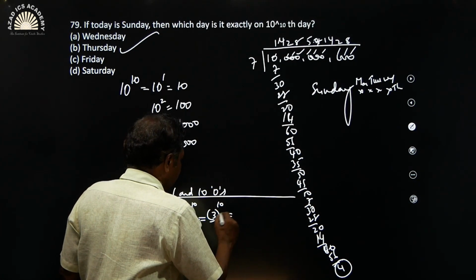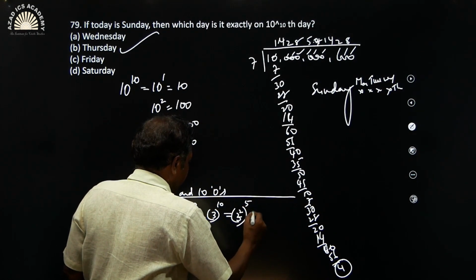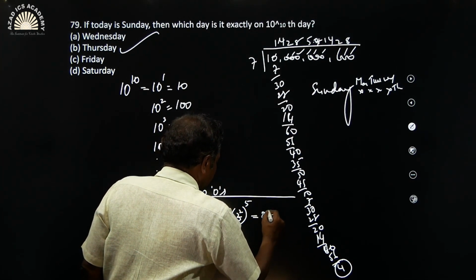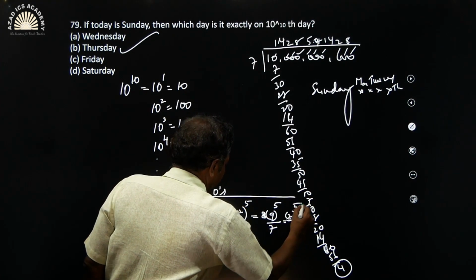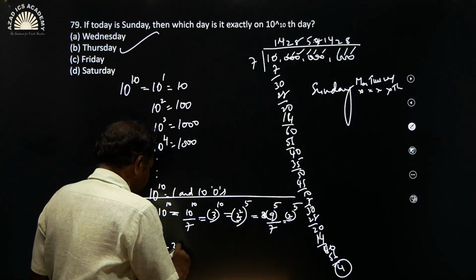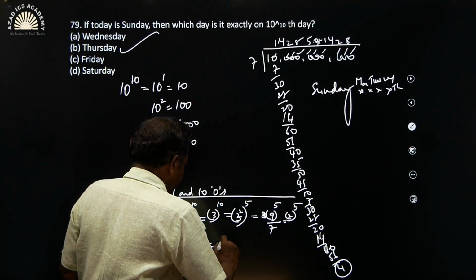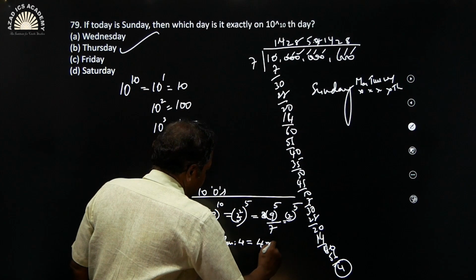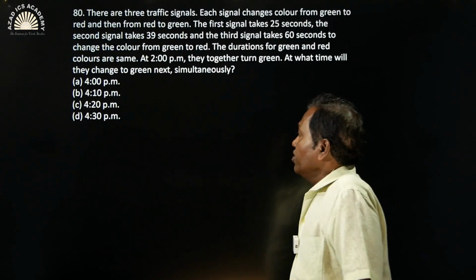3 to the power of 10 can be written as 3 square to the power of 5. So 3 square by 7. 3 square means 9. 9 to the power of 5 by 7. Again 2 to the power of 5. 2 to the power of 5 is 32. Then 32 by 7. 7 4s are 28. That remainder is 4. That is 4 odd days. 4 odd days. Answer is yes. Fine.